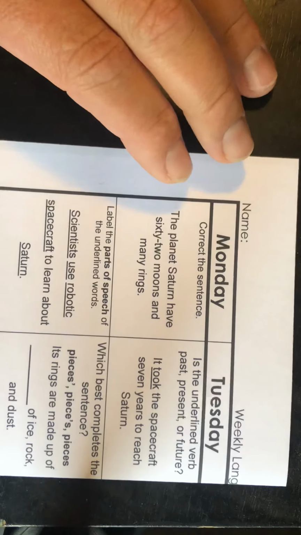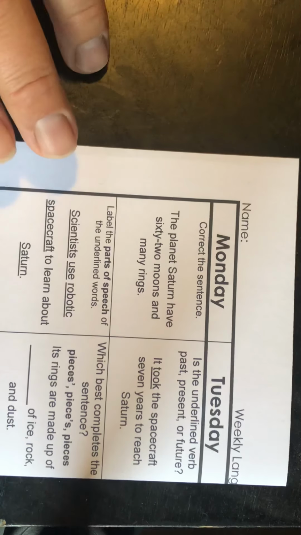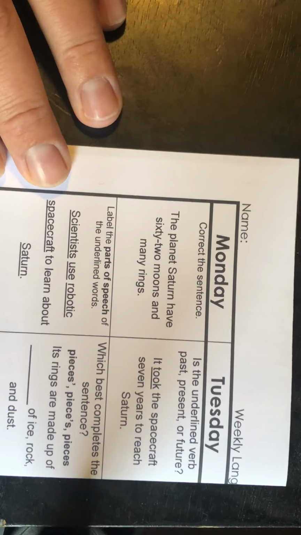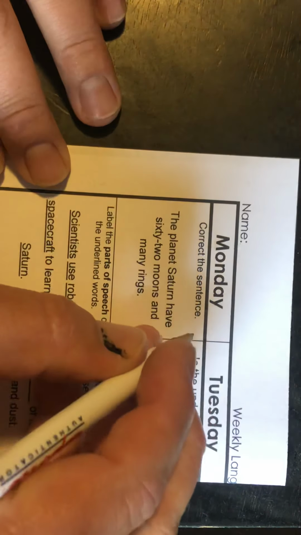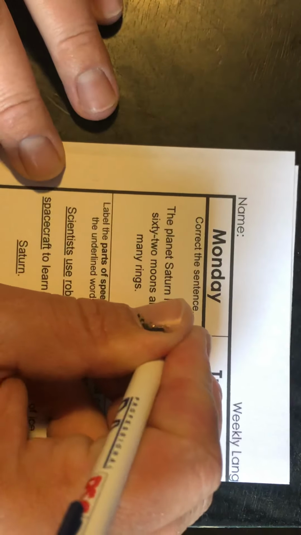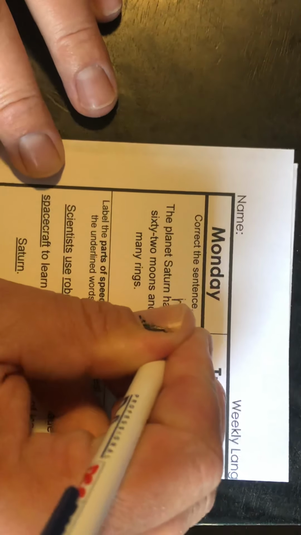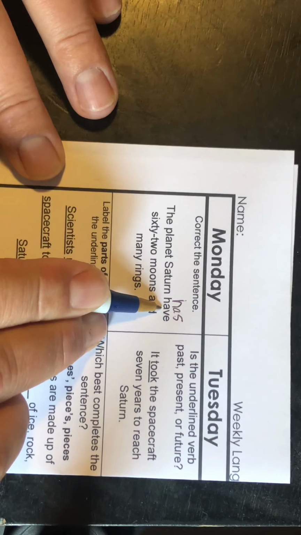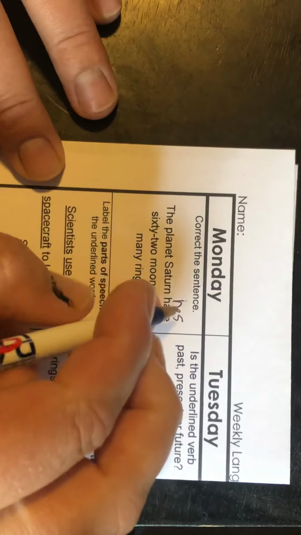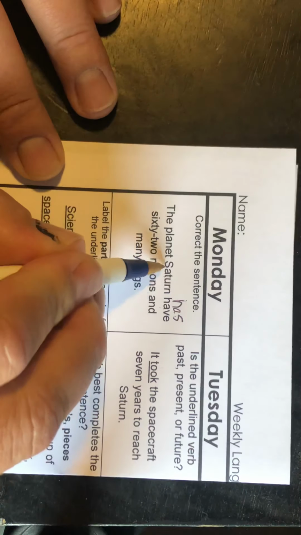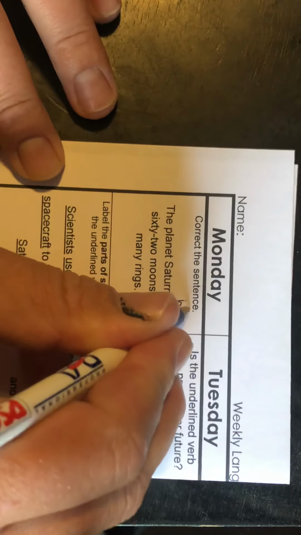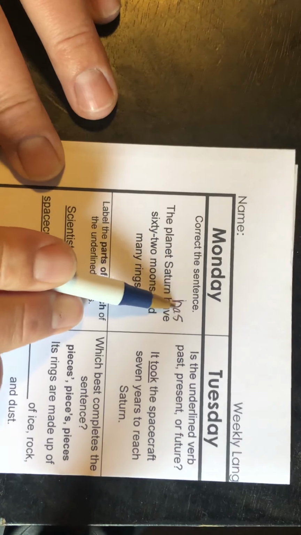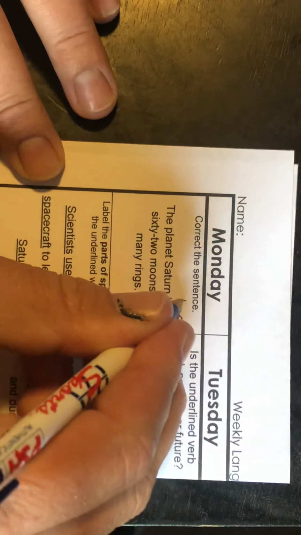So this is Monday. Correct the sentence. The planet Saturn has 62 moons and many rings. Okay, we don't want have. This should be has. Has is singular. Have is plural. This is subject-verb agreement. Saturn is singular and has is singular. So because Saturn is singular, you have to put the singular verb has there.